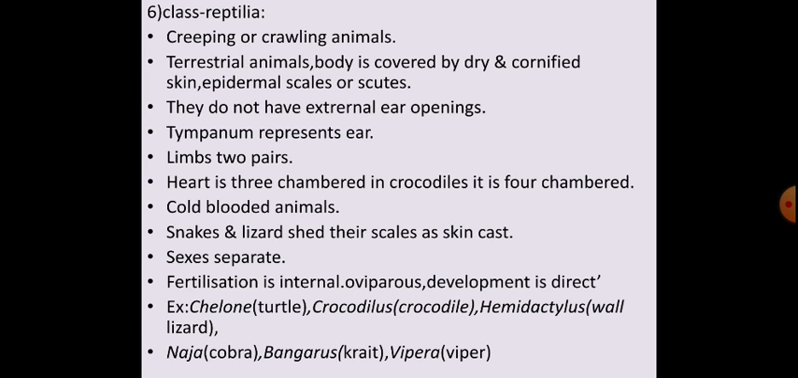Snakes and lizards shed their scales or skin cast. You might have seen it. It removes its skin. Snakes shed their scales, and a new skin comes. Snakes and lizards also shed their scales as skin cast. Sexes are separate. Fertilization is internal. Oviparous, they lay eggs. Development is direct.